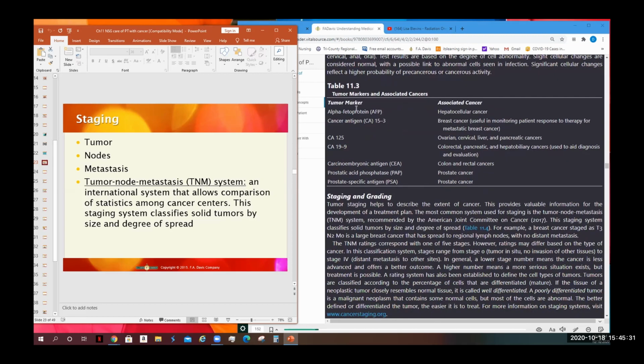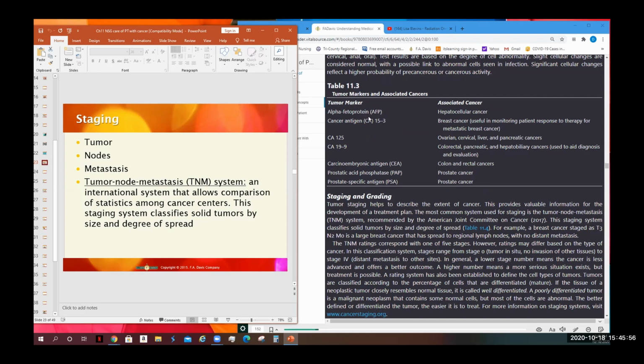So this tumor marker AFP, which is alpha fetoprotein, is associated with hepatocellular cancer, so liver cancer. Cancer antigen 15-3 is associated with breast cancer, and this is useful in monitoring patient response to therapy for metastatic breast cancer.